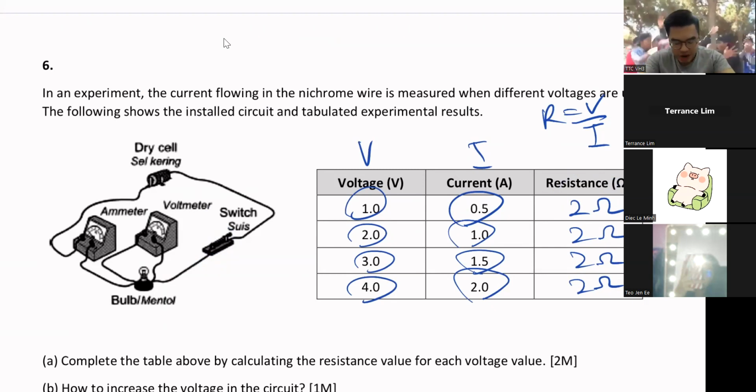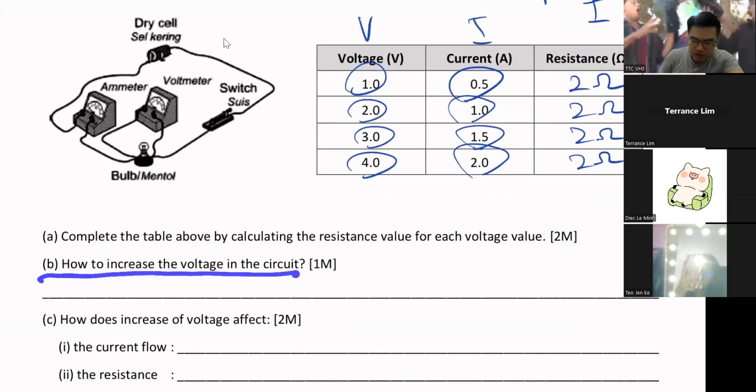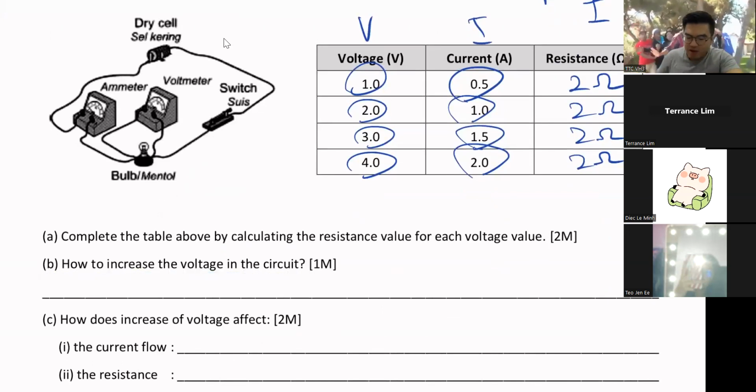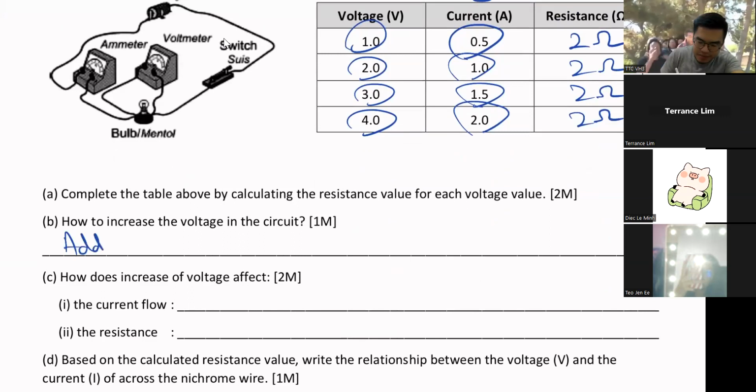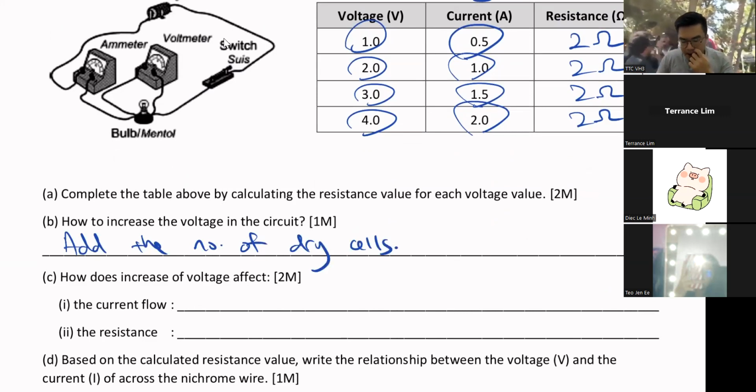Resistance will not change. So how do we increase the voltage in the circuit? How do you increase from 1 to 2 to 3 to 4? You add more batteries. So yes, you add cells, correct? Add the number of dry cells. Okay, you add more cells.